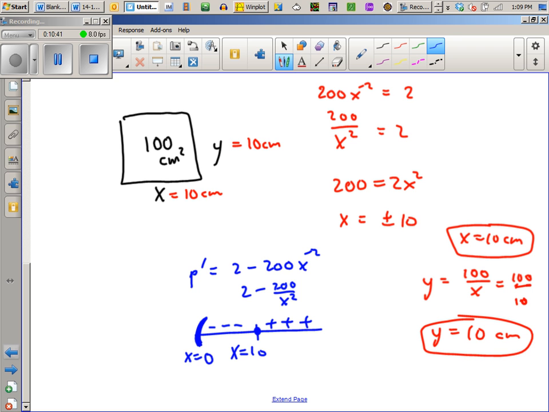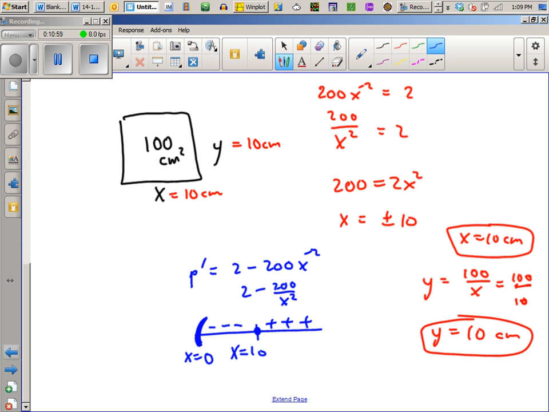Yeah. How would you respond if it was a trick question? You would say this scenario has no such rectangle. Yeah, there is no such rectangle that has a maximum perimeter. So don't say trick question. Don't write trick question.